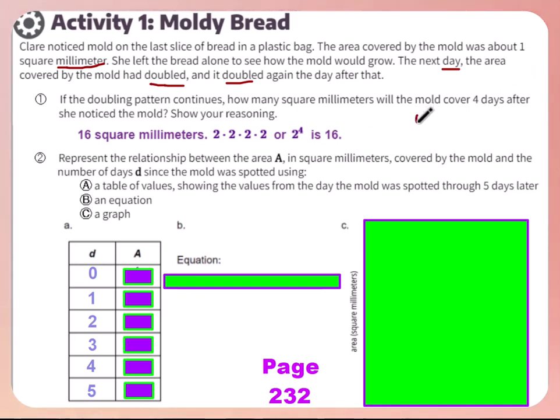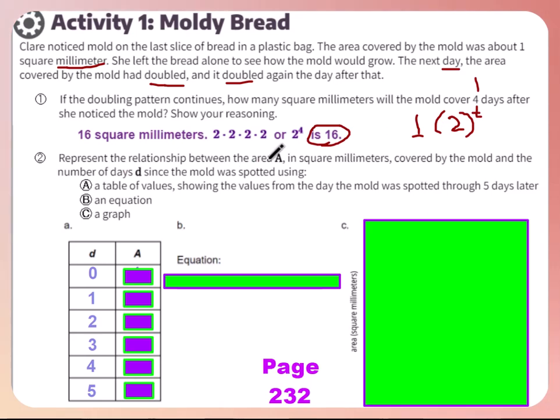So y equals 1, the initial amount, times our growth factor. We're doubling it, so our growth factor is 2, raised to the power of x, or t. I'm going to use t for time. Okay, and we want to know what happens after 4 days. So that's why we replace the t with 4. 2 to the 4th is 16.